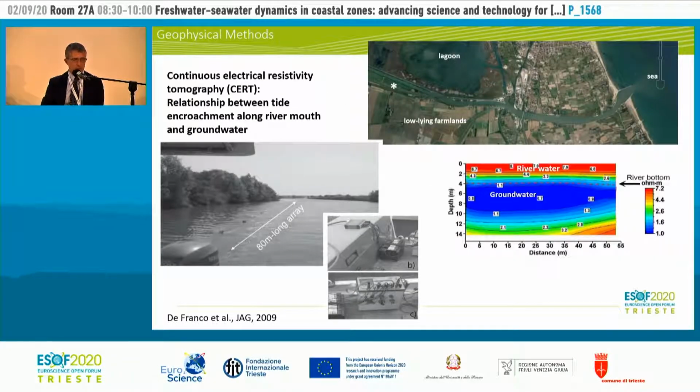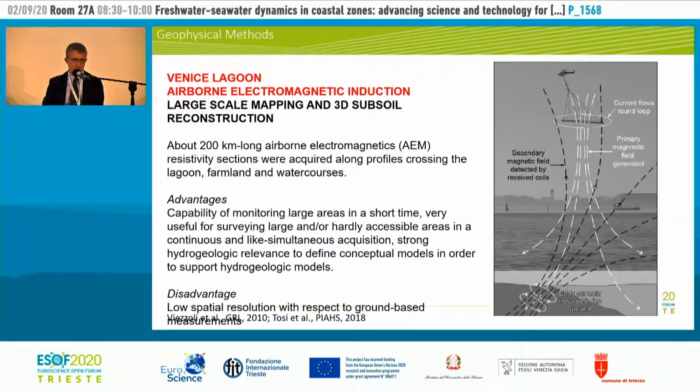Another way you can do it, also in the same area, is that they went with floating electrodes on the canals, and you can reconstruct the contact between relatively fresh water in the river and more saline groundwater, down to a depth, as you can see, of 12 meters below the stage of the river. So there are many possibilities.